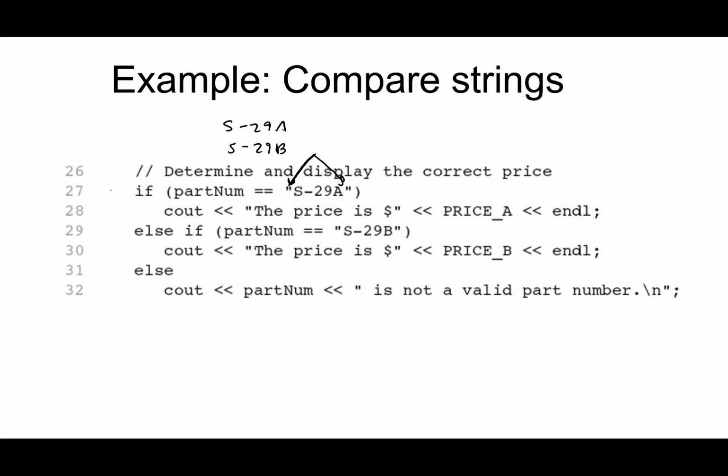So what we're going to do is say if part number is equal to this string, then we're going to output the price for that part number. Else if part number is equal to this string, then we're going to display the price for that part number. Else, we have our trailing else, we're going to say the part number entered is not a valid part number. This part number here is what we're asking the user for. So we're going to have a cin and then partNumber.